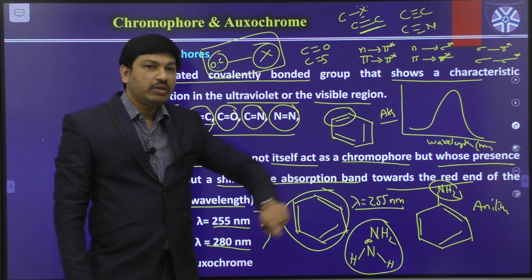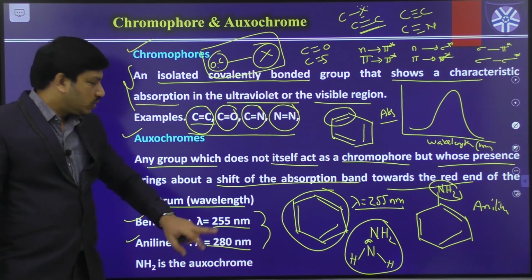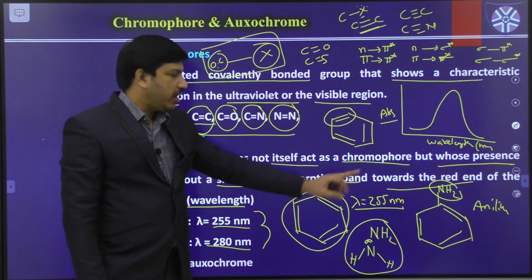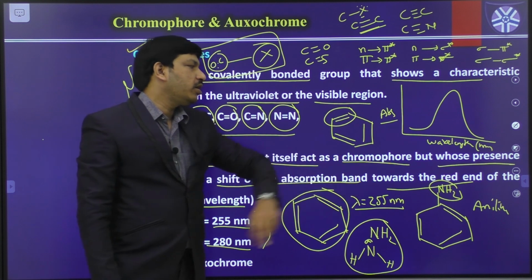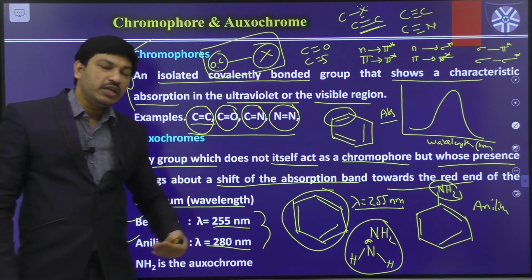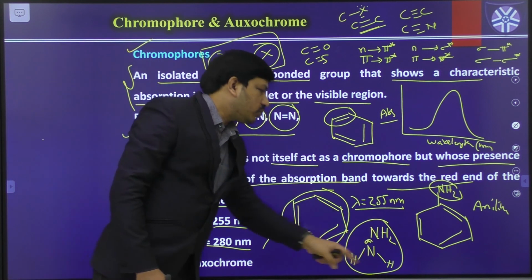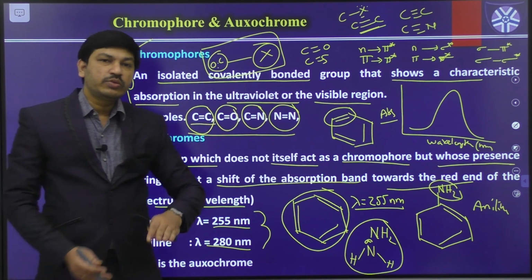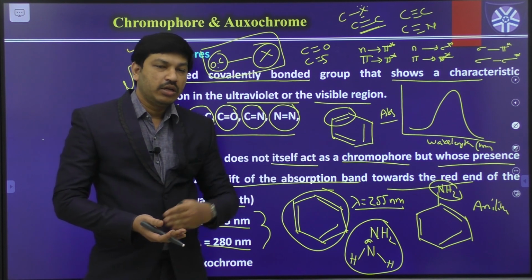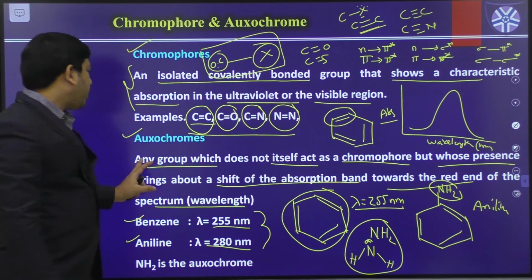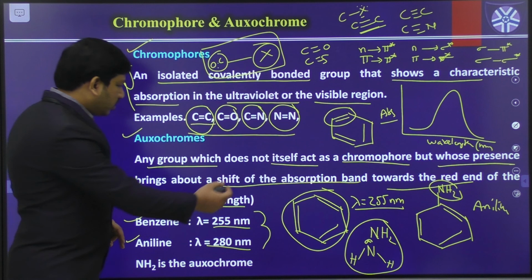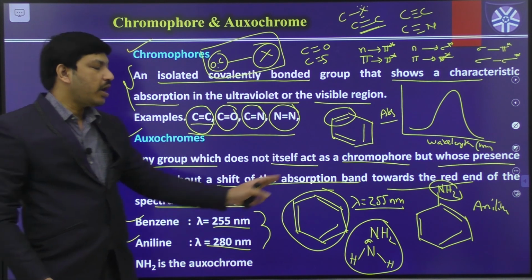So longer wavelength means lower energy. So that is a red shift, toward the red end. If the wavelength increases, that is a red shift. So due to the presence of such groups, there is a shift in the absorption band. Such groups are defined as auxochromes. So this is one of the best examples, aniline and benzene.